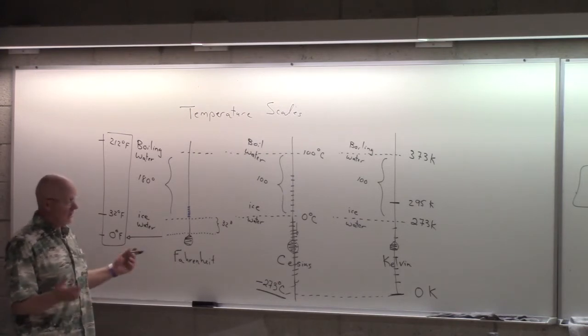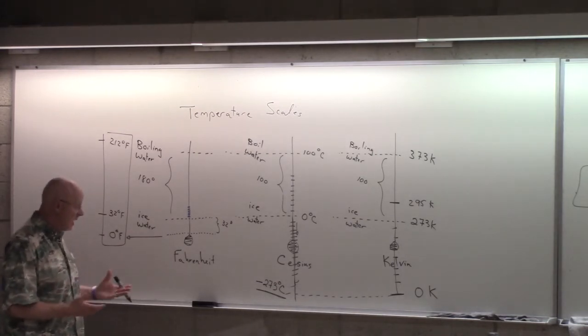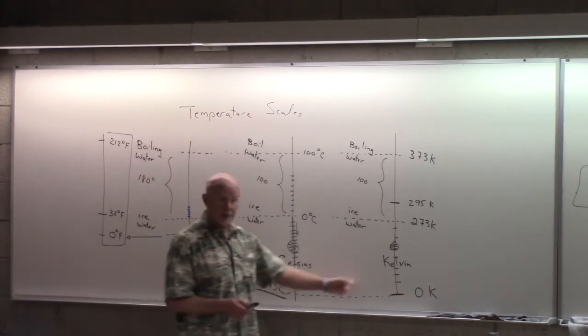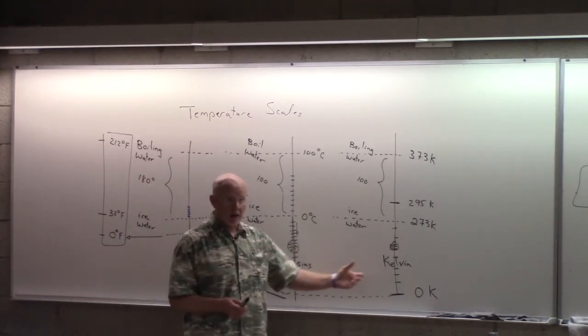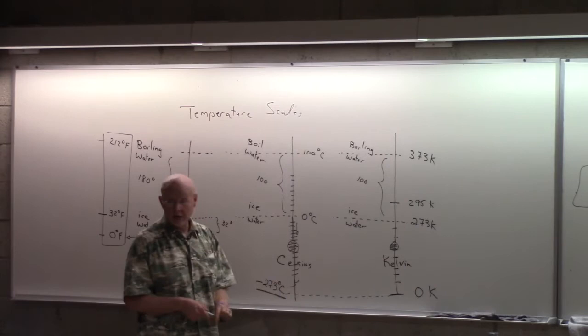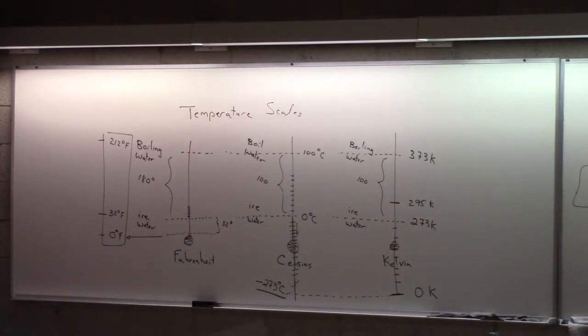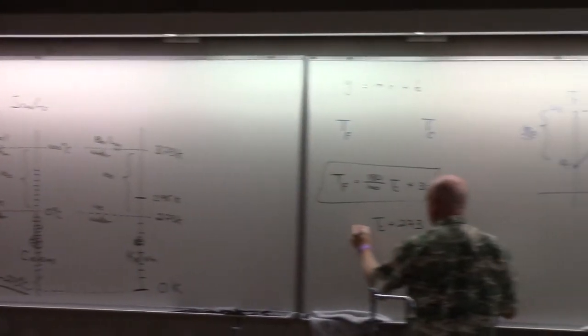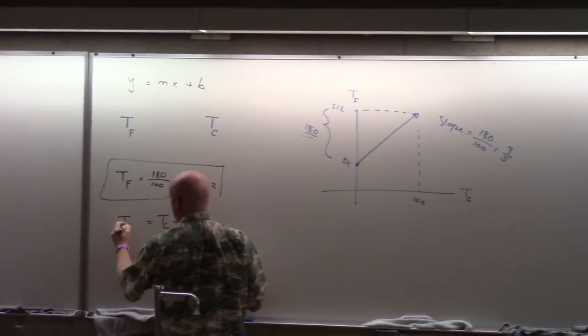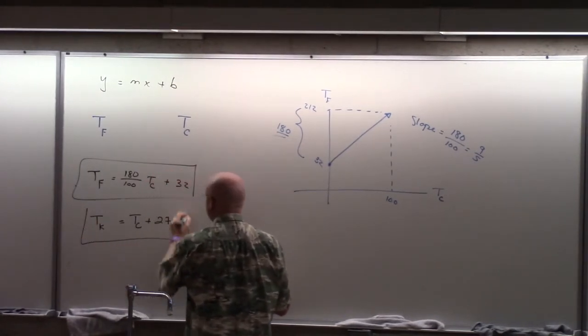Now, fortunately, it makes the math really easy to go from this one over to this one. All you have to do is change it by 273. So that means if you have the temperature on the Celsius scale and you add 273, you're going to get the temperature on the Kelvin scale.